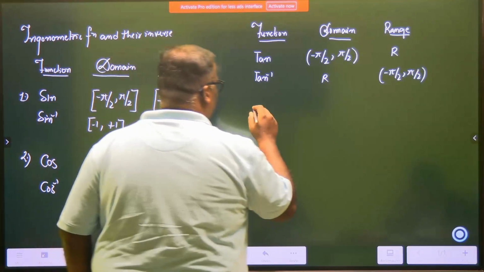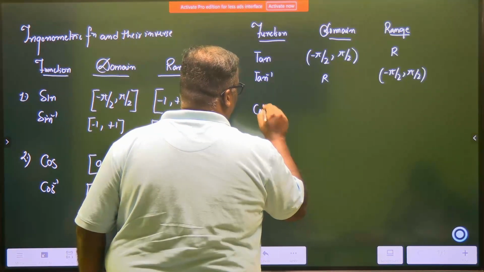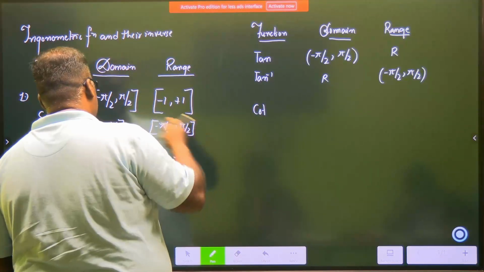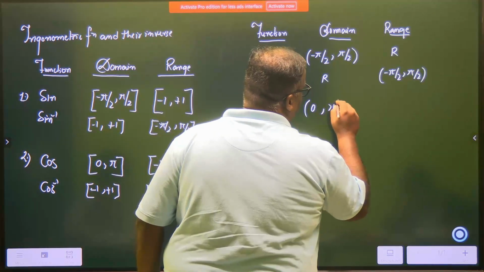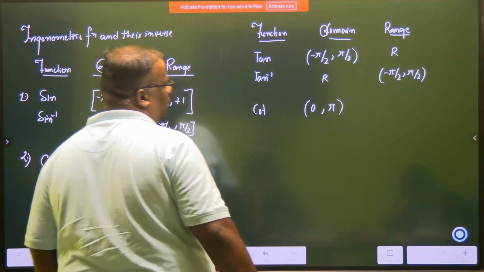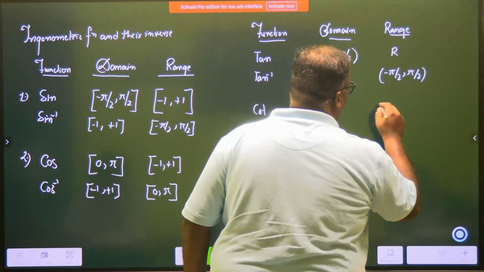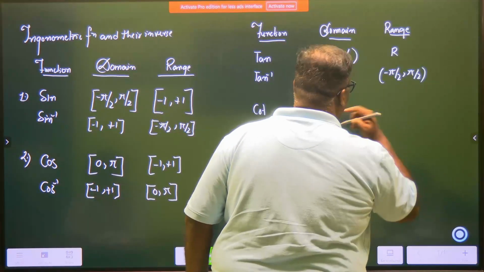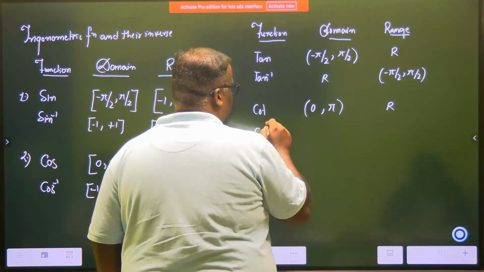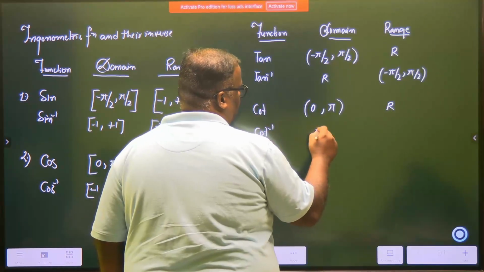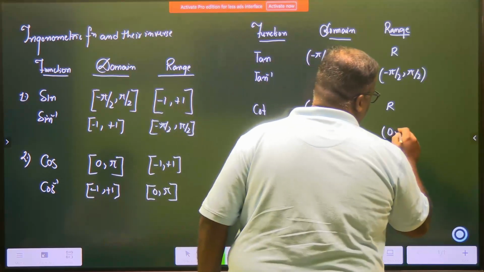If we have done tan, let's do cot immediately. Cot function. Cot will be just like cos. 0 to pi, but not included. So here, a cot function can take all real numbers. So cot inverse will take real numbers, with range 0 to pi.